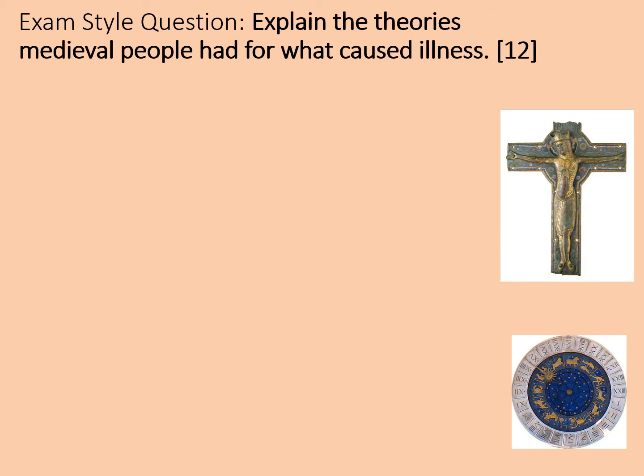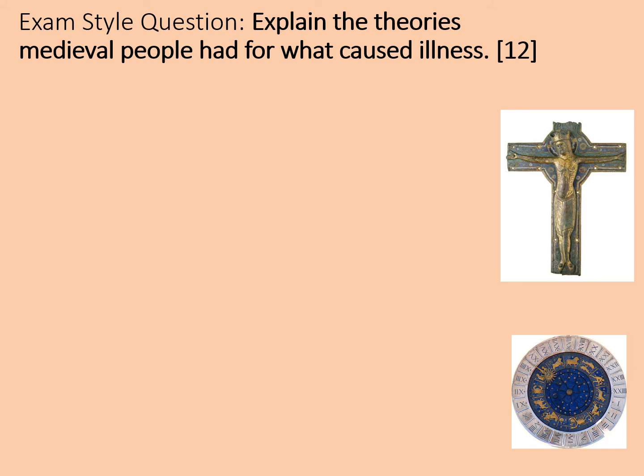Let's summarise this with an exam-style question. In the Edexcel specification, this is a 12-mark answer, which is asking you to analyse a particular issue and explain it using your knowledge. There are 6 marks for your knowledge here, so make sure that you include enough, and there are 6 marks for your analysis, so read the question carefully and understand what is being asked of you. Explain the theories medieval people had for what caused disease. Now here, it's not just describing what people believed, it's explaining why they believed that. That's a really crucial distinction.